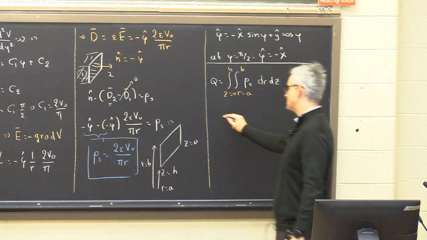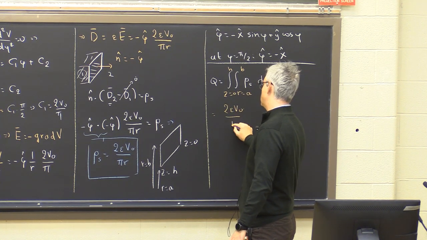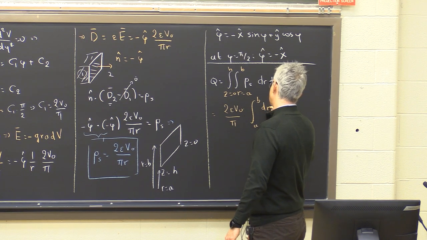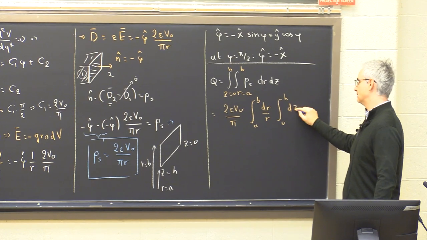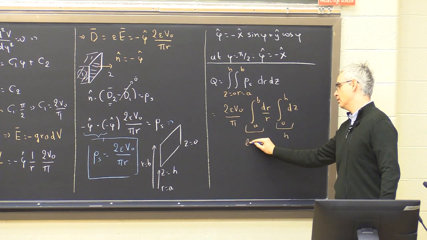So I do this, and I have a bunch of constants here. I will take them out. And the integral from a to b of dr over r, and the integral from 0 to h of dz. So this will give me h. This will give me the logarithm of b over a.